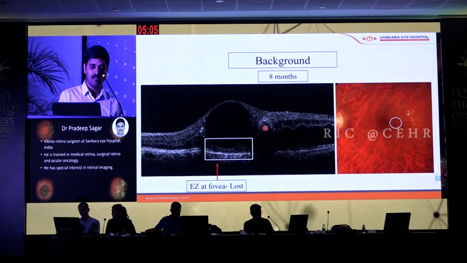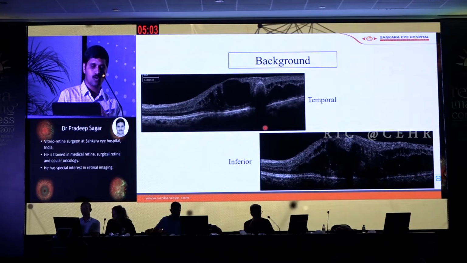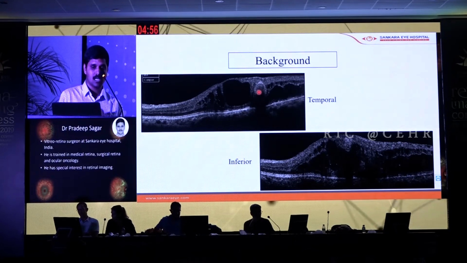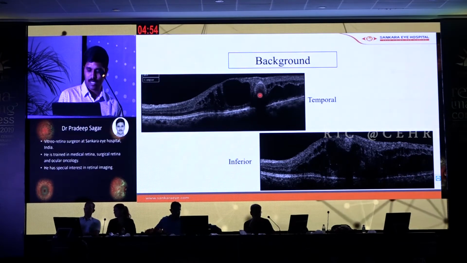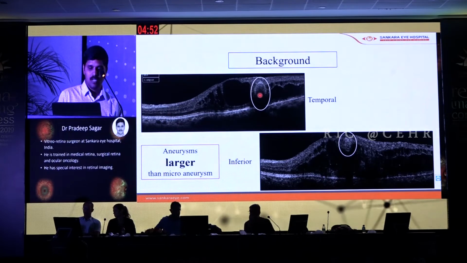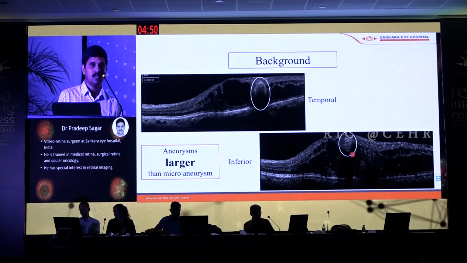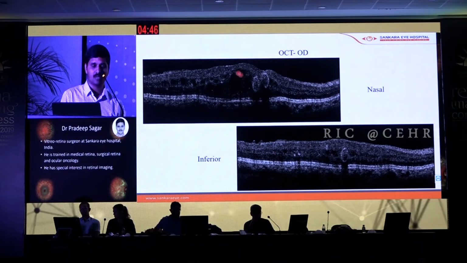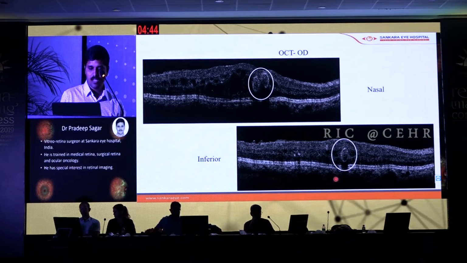When we reviewed his previous scans, what we could note was the presence of these large spaces, which were actually aneurysms, but larger than what we see usually. There was one temporally, and there was one just inferior to fovea. The OCT scan of the other eye also showed similar large aneurysms in the right eye.